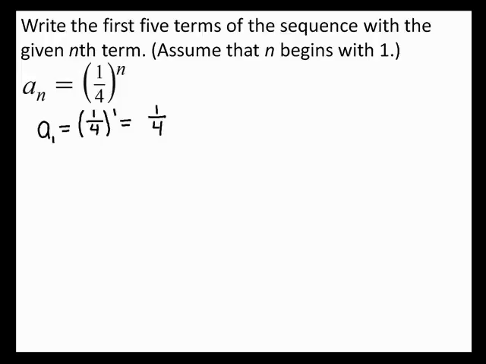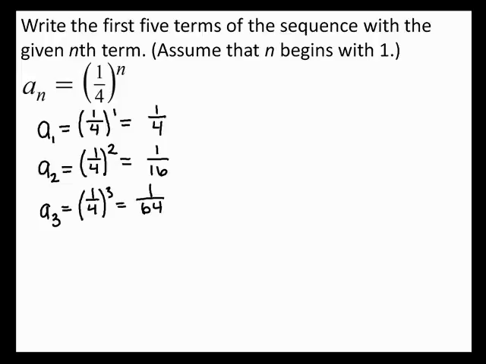Substitute 2 in for n. Simplify 1/4 squared. You find that a sub 2 is equal to 1/16. Substitute 3 in for n. Simplify 1/4 cubed. You find that a sub 3 is equal to 1/64.